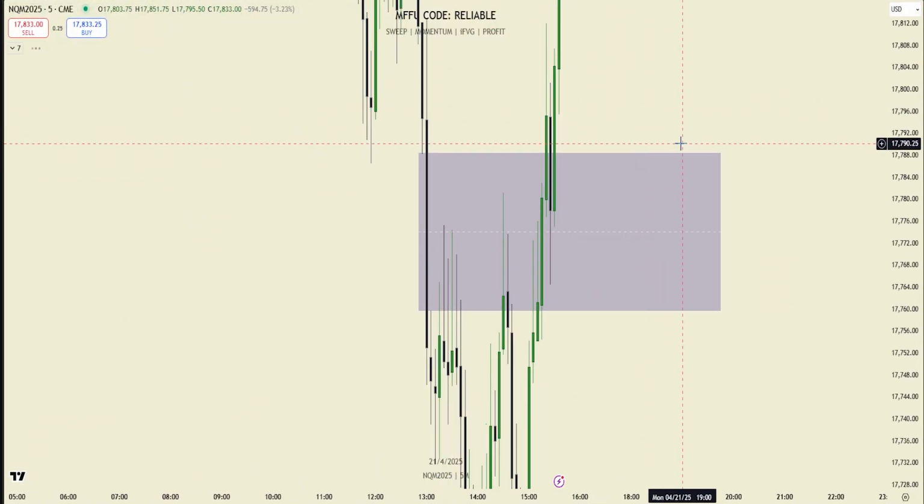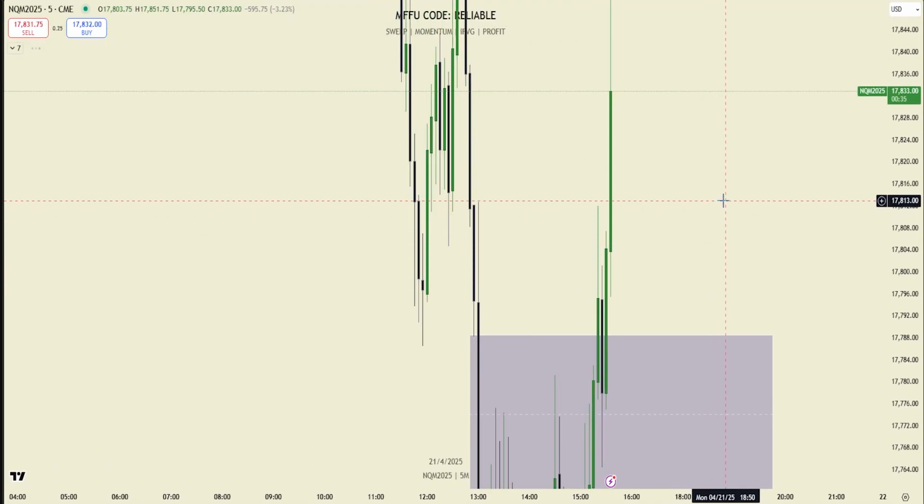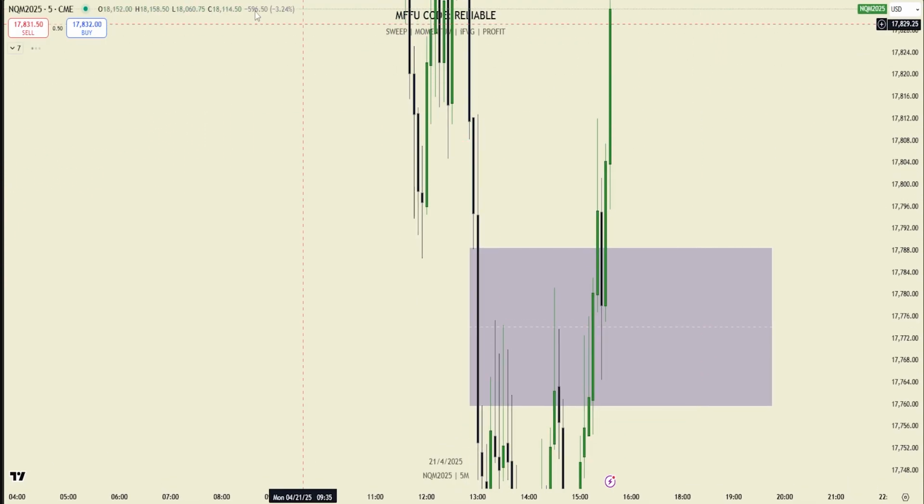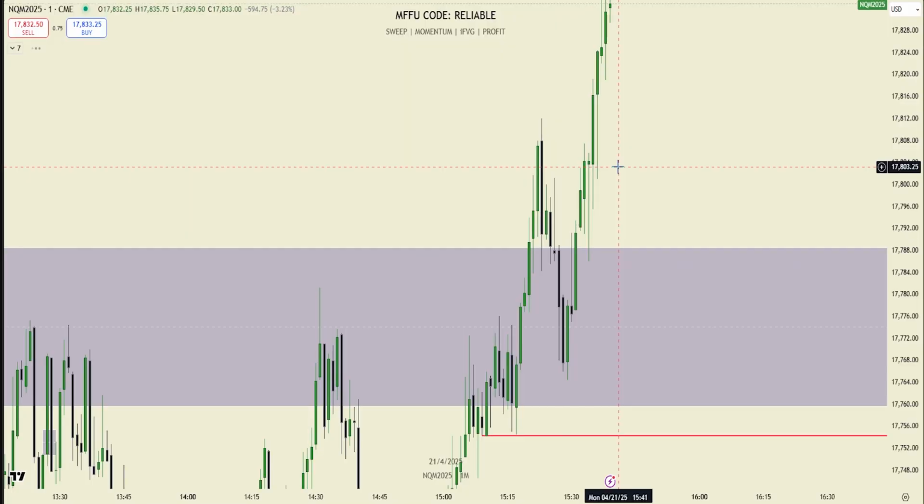Wait, were we just fading the 5 minute inverse? Am I stupid? I think I'm dumb. I just faded the 5 minute inverse with that 1 minute short.